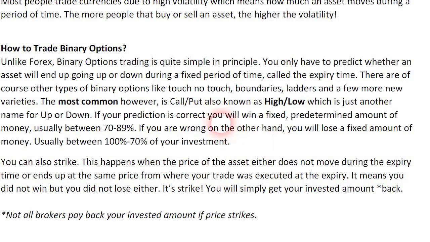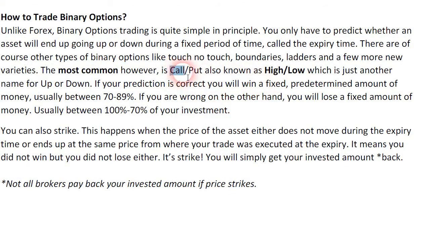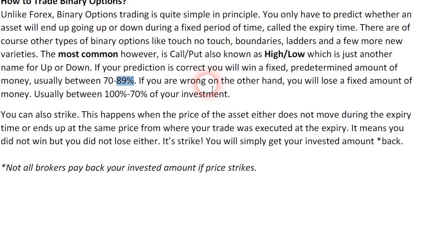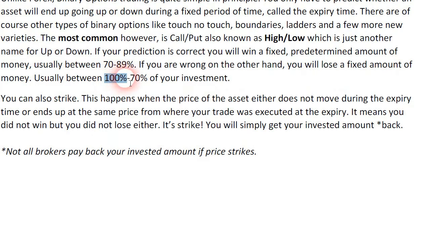So how do you trade them? Again, the simplest way to trade them is the call put, which is also known as high low. There are other types of binary options you can trade, but most traders do high and low on currencies, and you can get up to 89% payouts. On average, 82, 83 is what you can expect. If you have a VIP account, maybe you can get 89, even 90% in some cases with some brokers. But if you lose, you can lose up to 100% of your investment. With some brokers, you can select to not risk your entire investment, but you will get a lower payout. But if you lose, you will only lose 70% of your investment. So that's how it works.